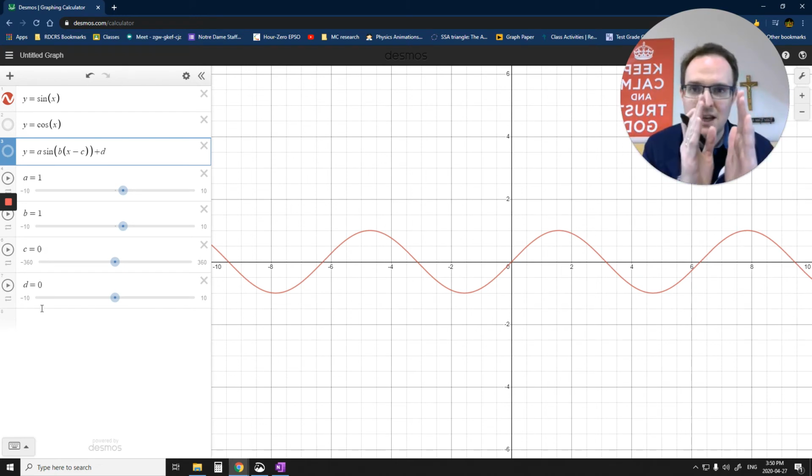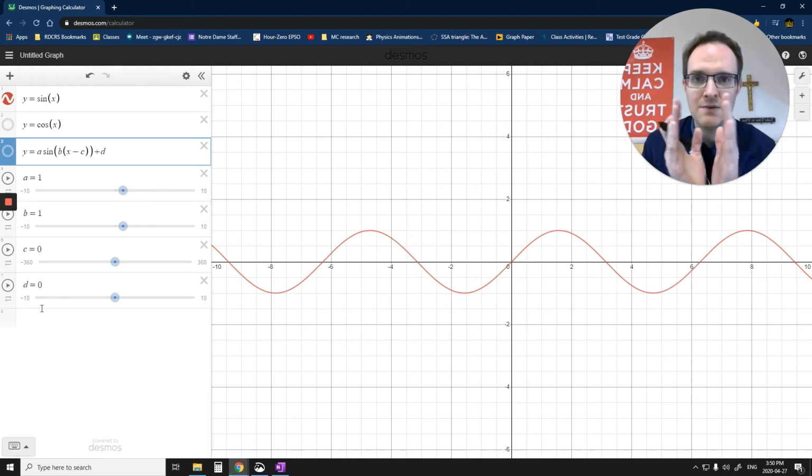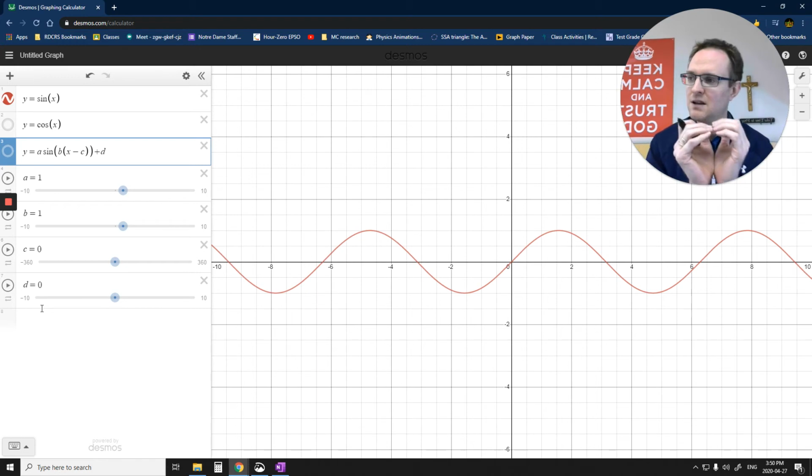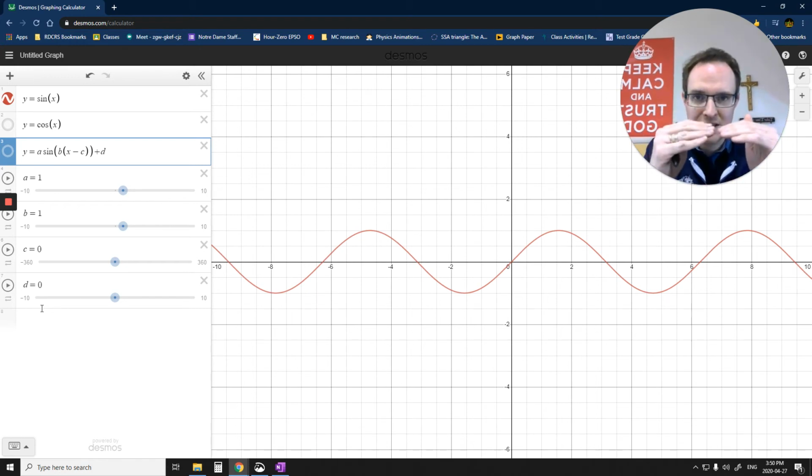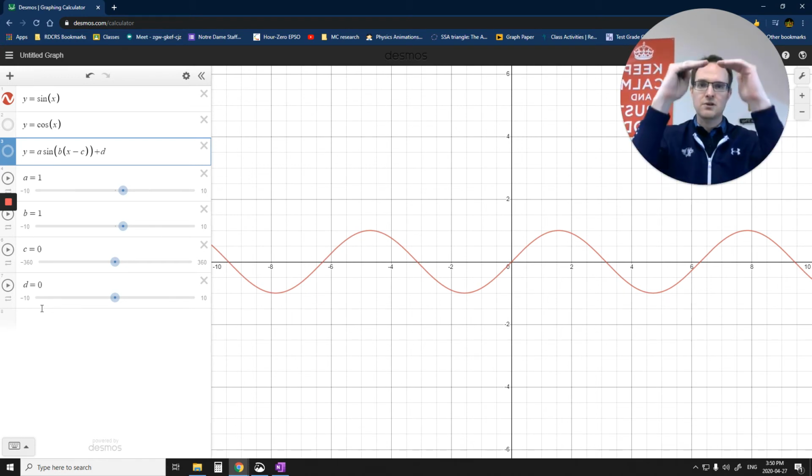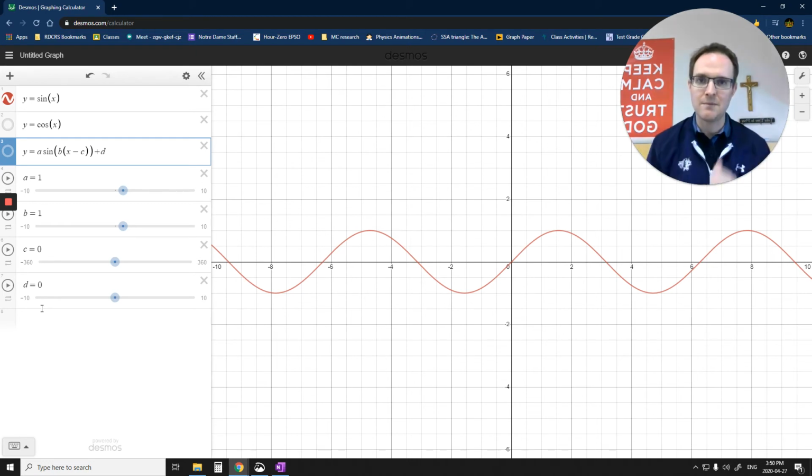The C is just like the H. It'll shift it sideways, right? We call it phase shift this time, so it phase shifts it sideways. And the D is our vertical displacement, which is the same thing as our vertical translation we had before, so it moves the graph up and down. So it's going to do the exact same thing. But we just want to know how does it affect the characteristics of this graph? How does it affect the amplitude? How does it affect the period, et cetera?